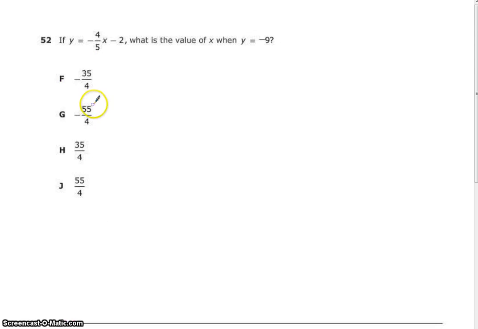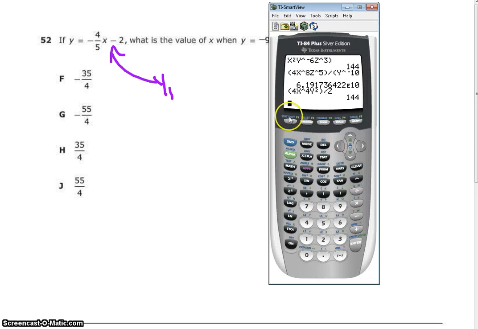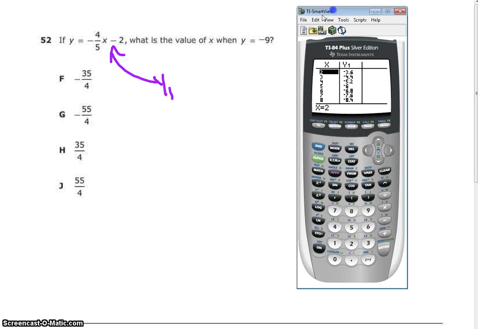Number 52, if y equals negative 4/5 x minus 2, what is the value of x when y is negative 9? I'm going to put this in my calculator at y1. And so I'm going to say negative 4 divided by 5x minus 2. I'm going to go to my table and I want y to be negative 9. So I'm just going to keep going through here. It's somewhere between 8 and 9.